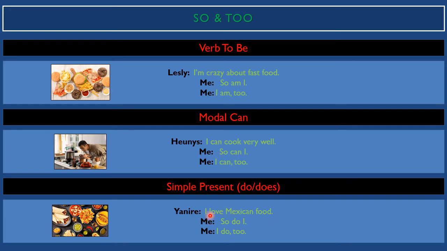We don't have can, we don't have the verb be here. This is the simple present. In this case, we have only the verb love. We don't have an auxiliary like can, and we don't have the verb be like am or is or are. So in this case, we are going to use do because it's a simple present sentence. So do I, or I do too. Remember, so is at the beginning of the sentence and too at the end.